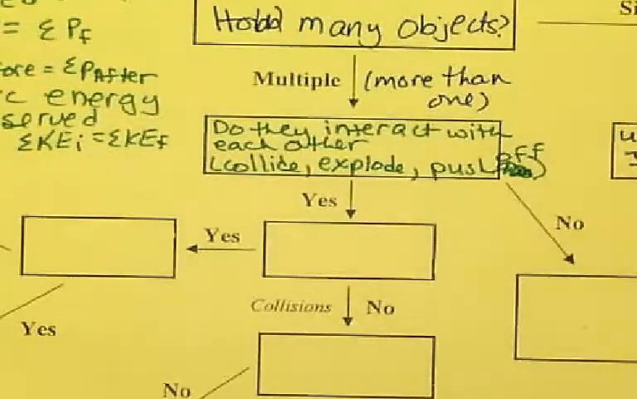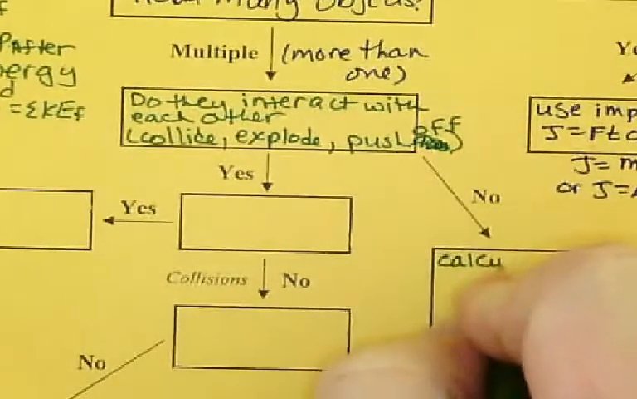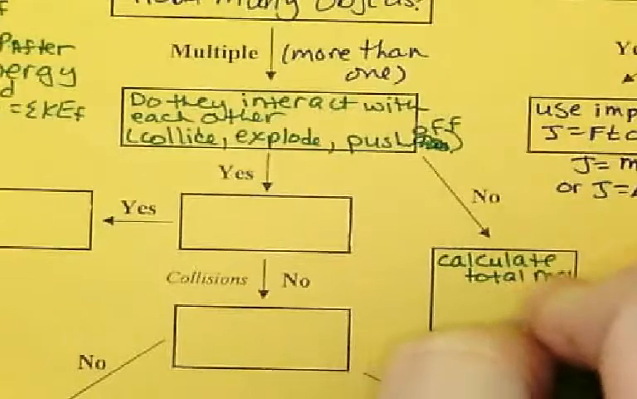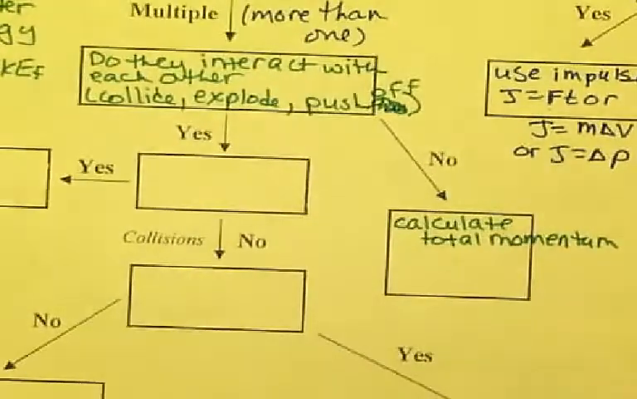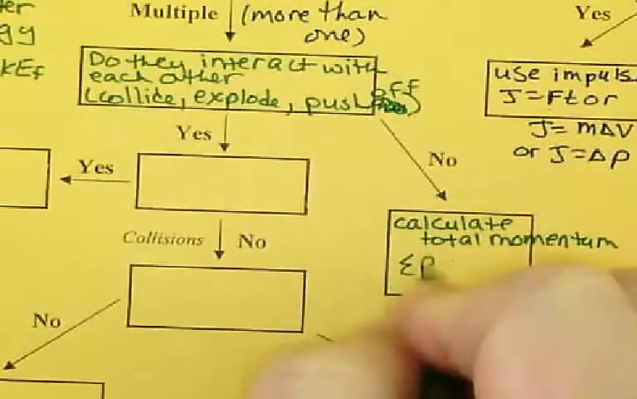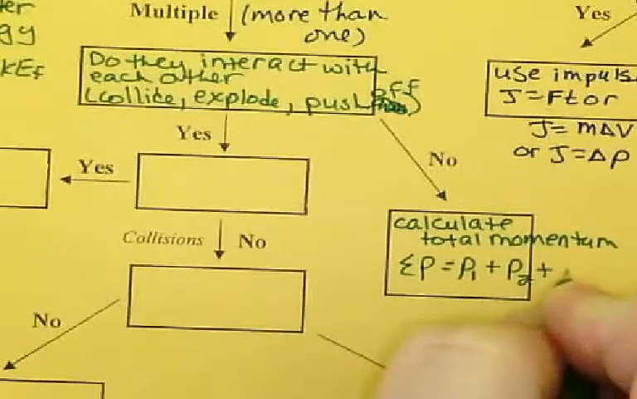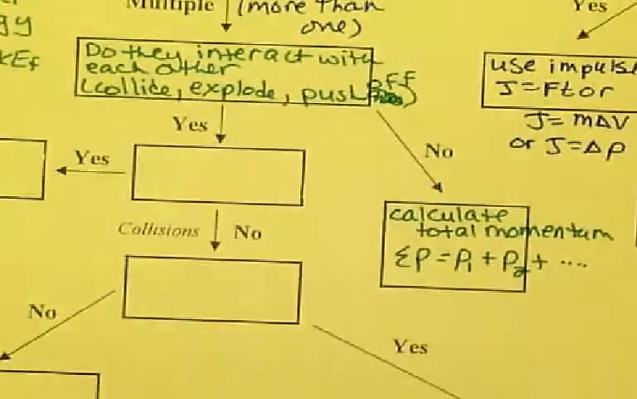All right, so are they interacting with each other? If they do not interact with each other, all you have to do is calculate the total momentum. So that's the easy one. We calculate one total momentum, and we don't have to worry about it. The total momentum is just the momentum of each piece added together, however many objects you have. There's no worrying about a before and after. There's no worrying about if the momentum changed.